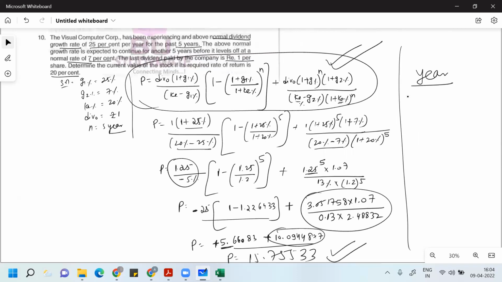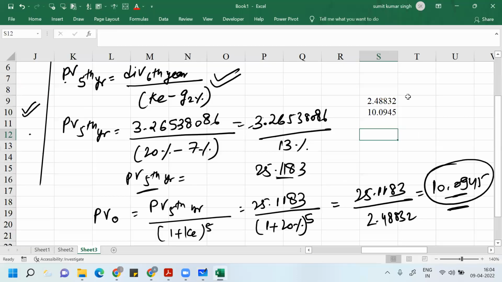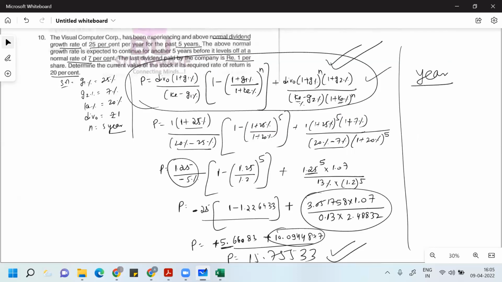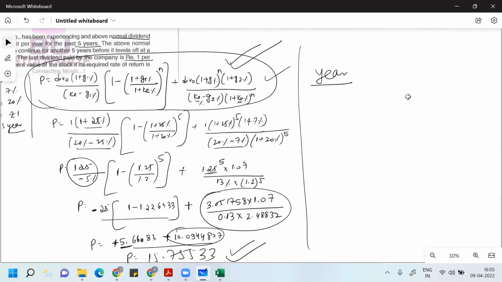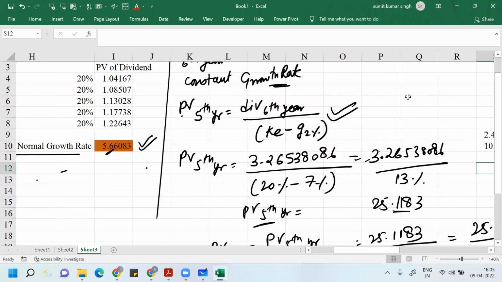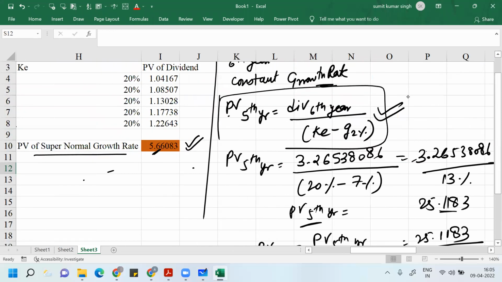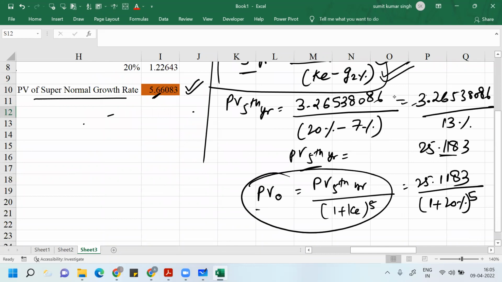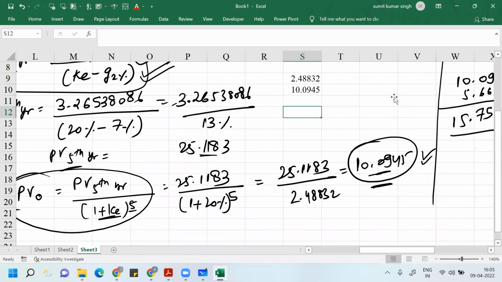Okay, sir. So either you do the direct formula or you do it step by step, same thing. What we did here: once you find this value, this formula will give you the price after 5th year. Once you get this value, you find the present value, PV naught. For that, you need to discount it further at cost of equity for 5 years. Now you add them, you'll get this value.